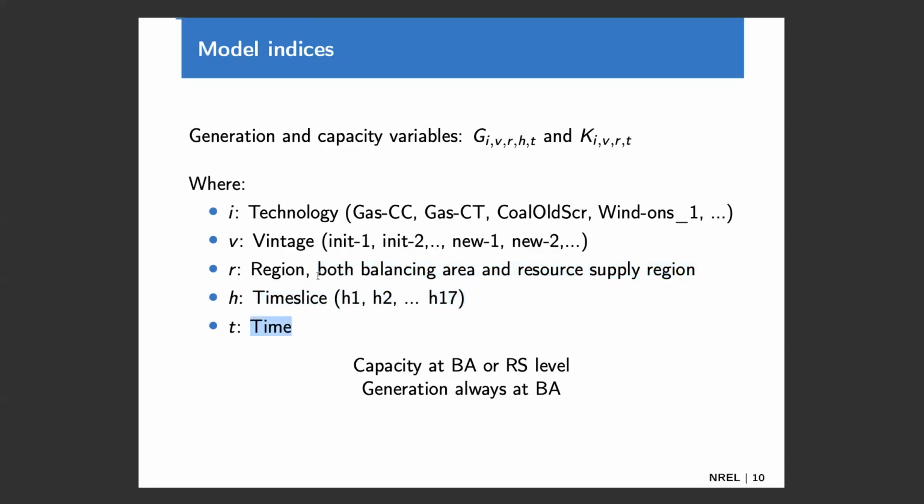If I think about this, I have my generation, which is indexed by technology, by vintage, by region, by time slice, and by year. My capacity doesn't necessarily need to represent the H time slice, and so it's just IVRT. When you're developing this, you'll start to just get used to IVRT, and it's important. You'll see it in a lot of places within the model. It's just important to remember what that represents. A general note is that the capacity variable can be at the BA or resource supply level, but generation is always at the BA level. We'll talk about that more in just a little bit.